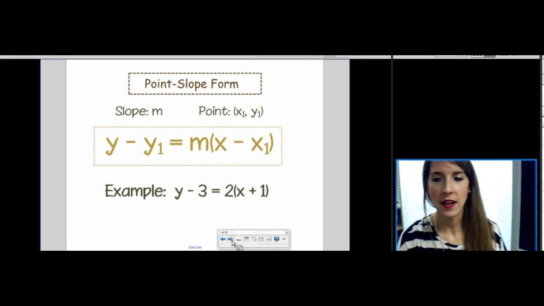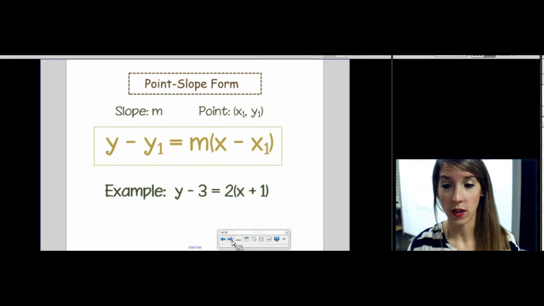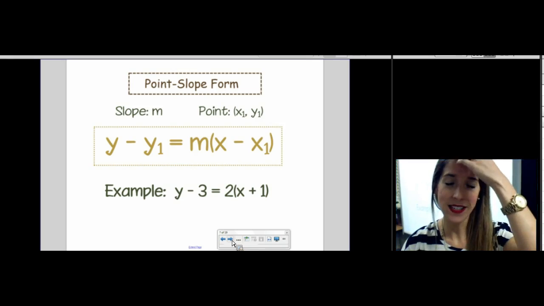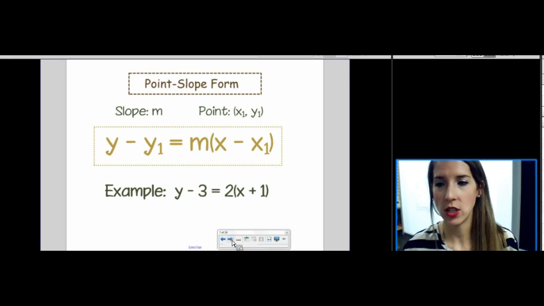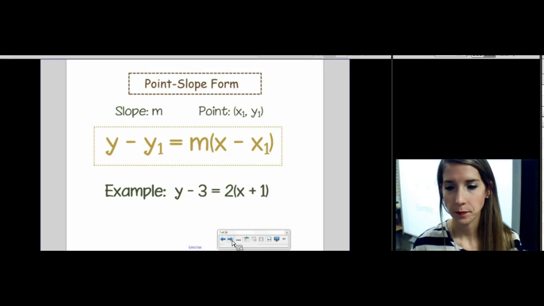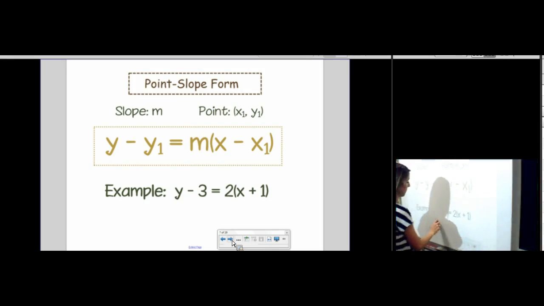Number 2, write down a number 2 on your paper. Number 2 is called point-slope form. When given a slope and given a point, you could plug it straight into the point-slope form of an equation of lines. y minus y1 equals m, parenthesis, x minus x1. So point-slope form would look like this down here.